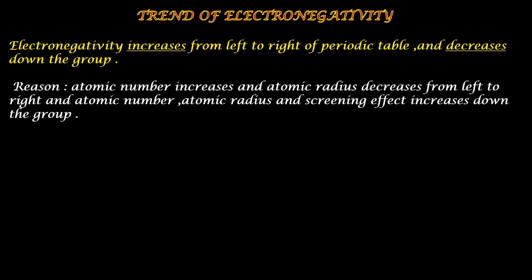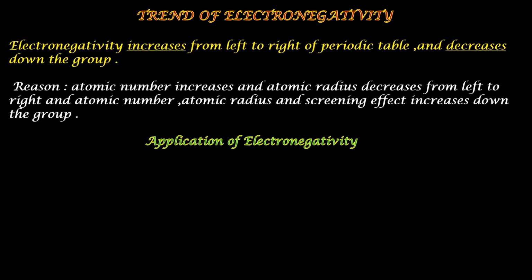Electronegativity increases from left to right of the periodic table, that is across the period, and decreases down the group. The reason is atomic number increases and atomic radius decreases from left to right, and atomic number and atomic size increases down the group. Screening effect also increases down the group. We have already discussed screening effect in one of the previous videos.